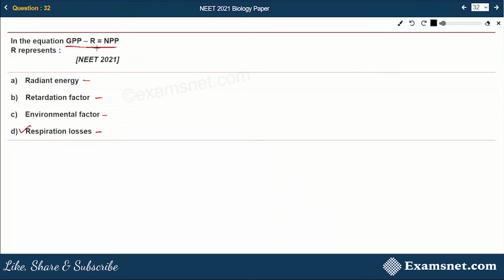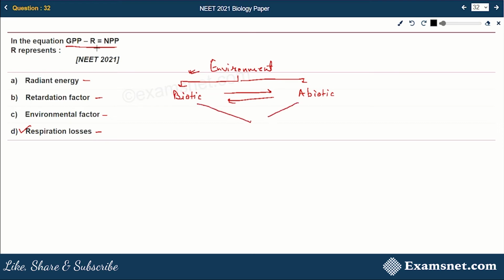Now in order to understand this, we first must understand what is an ecosystem. We know that our environment consists of living organisms known as biotic components, as well as non-living organisms known as abiotic components, right? Now these components keep interacting among themselves as well as with their environment. So this interaction of biotic and abiotic components among themselves and with their environment is known as ecosystem.